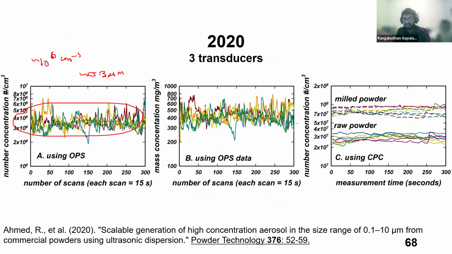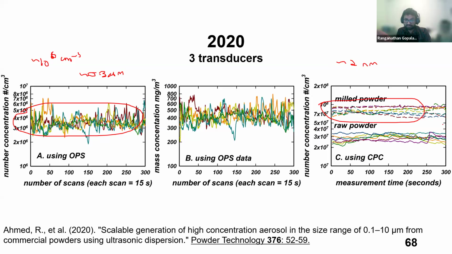If we use the CPC, the condensation particle counter, which has a cutoff size around 2 nanometers, we were able to get around 10^7 or nearly 10^8 particles per cubic centimeter. That is 10,000 times more dense than the aerosol in the room at any given time. This is basically like walking through a low-grade dust storm or a low-grade explosion. So this is really high concentration, which we were able to utilize for other applications.